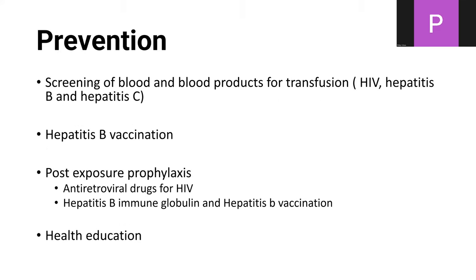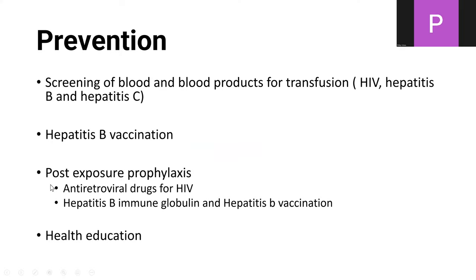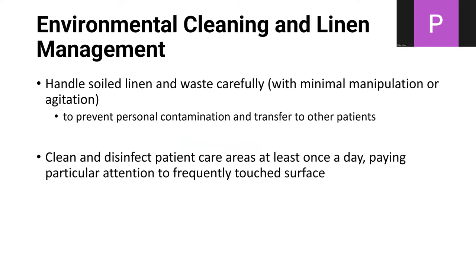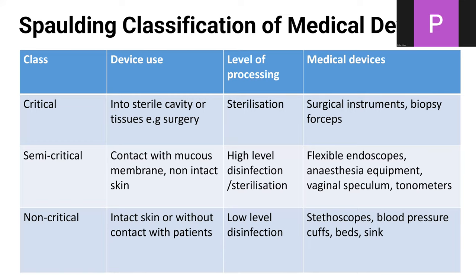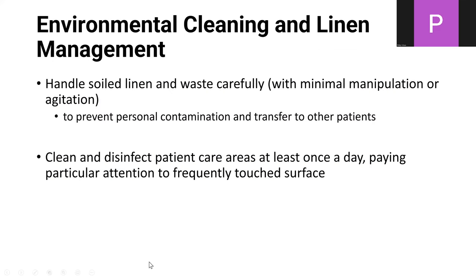Next. Then we'll just go through other preventive practices that we could do that are not limited to the healthcare environment. Please, can you go back? That's not the end. We screen blood and blood products for transfusion, screen them for HIV, hepatitis B, hepatitis C. We could also, next slide. No, the one after this.